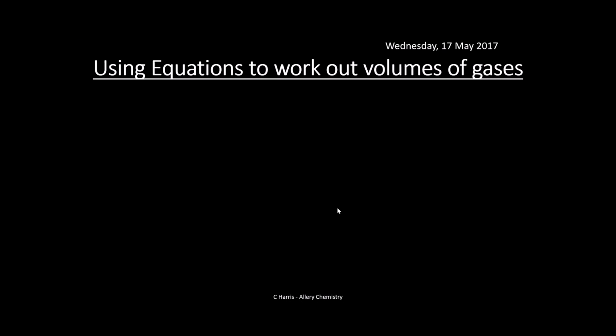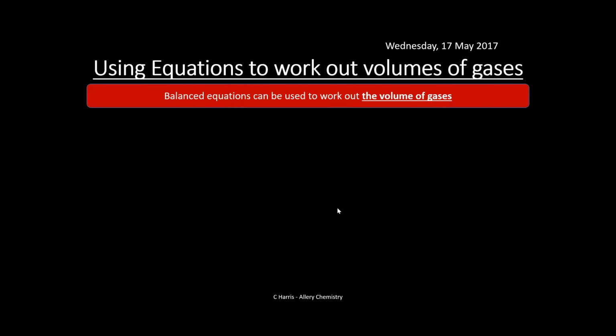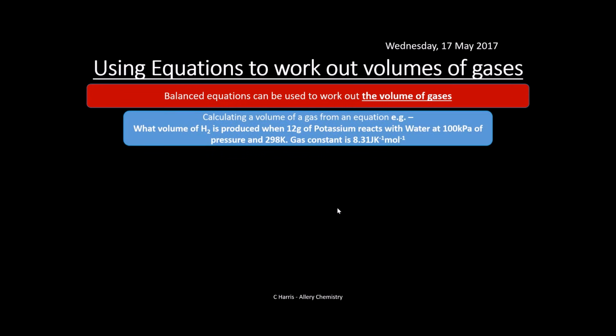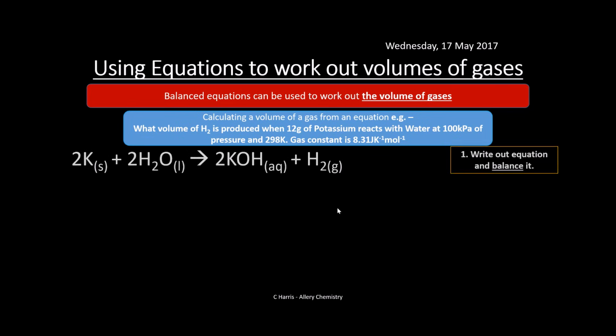Okay, so we're going to use equations to work out the volumes of gases. Balanced equations can be used to work out the volume of gases. So if we have a look, we're going to calculate the volume of gas from this equation here. What volume of hydrogen is produced when 12 grams of potassium reacts with water at 100 kilopascals of pressure and 298 Kelvin? And the gas constant is 8.31 joules per Kelvin per mole.